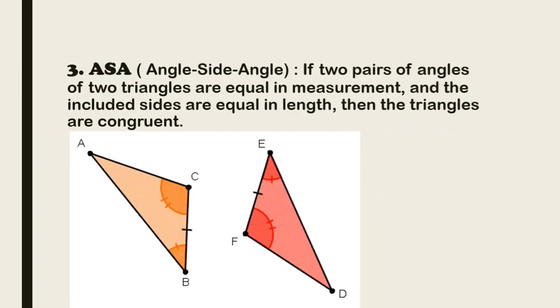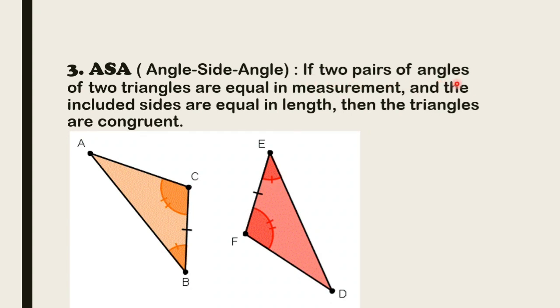Now let's see what is the next congruence test, that is ASA test. It means angle side angle. Now you can see here side is given in between two angles. It means this is the included side. Let's see what is ASA.